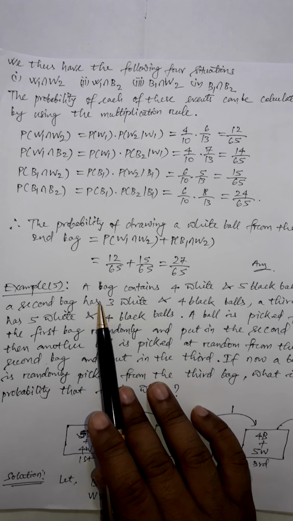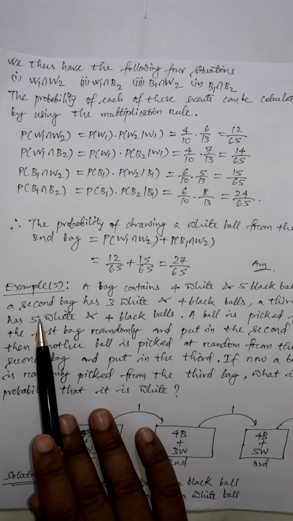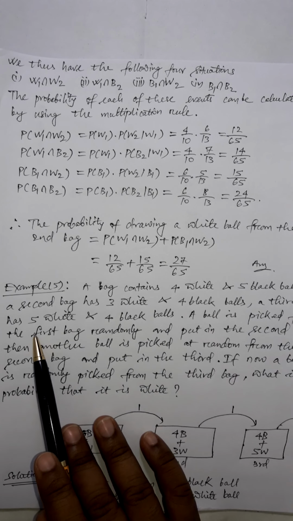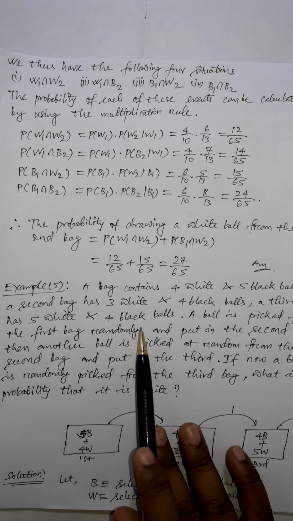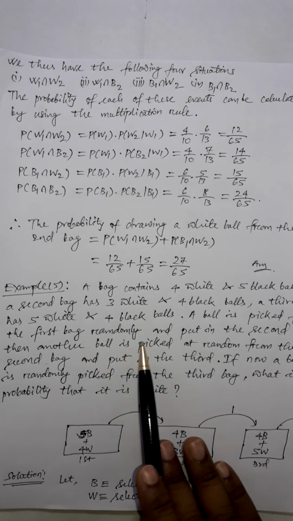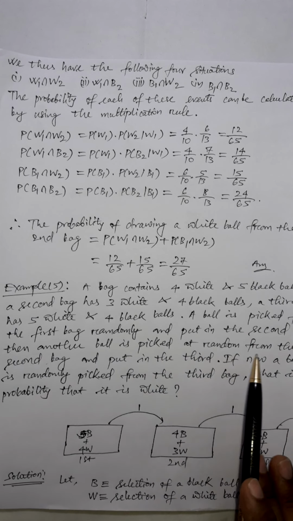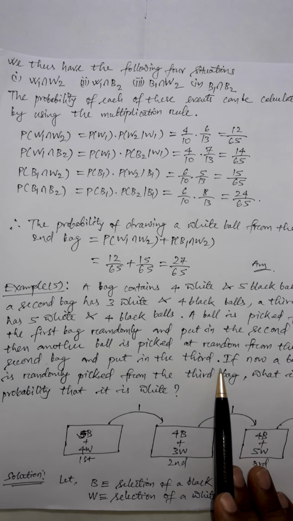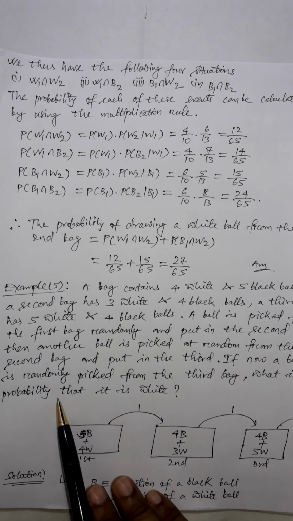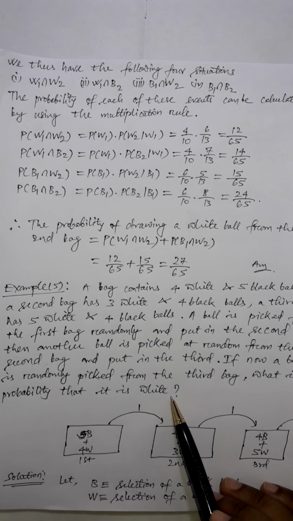So the question is, a bag contains 4 white and 5 black balls. A second bag contains 3 white and 4 black balls. A third bag has 5 white and 4 black balls. Similarly, as the previous question, a ball is picked from the first bag randomly and put in the second bag. Then another ball is picked at random from the second bag and put in the third bag. Now a ball is picked randomly from the third bag, and what is the probability that the ball which is drawn from the third bag is a white ball?